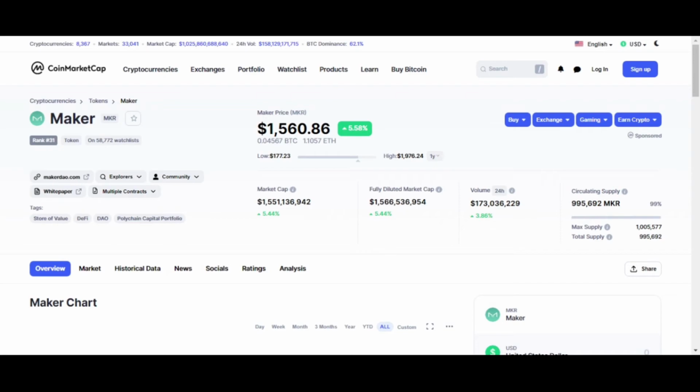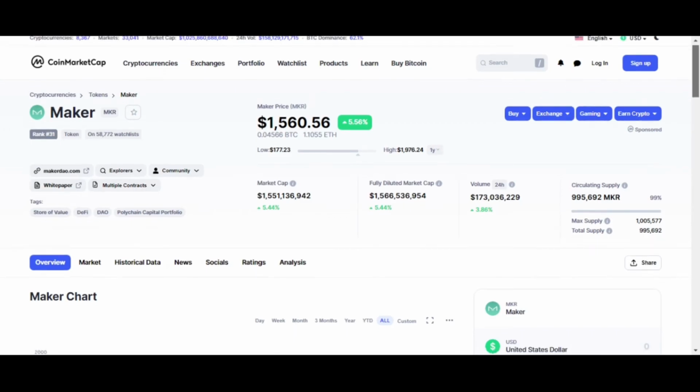Fully diluted is about $1,556,000,000. Okay, so just a little bit more than this. And then daily volume is always good to see. I only trade something if it's at least above 10 million. This is 173 million. I don't personally trade this token. I hold. So the Maker supply is, wow, 99%. That's interesting. So the max supply that there will ever be of Maker is 1 million. There's not quite 1 million circulating, just under that, 995,000. So that's interesting to see.